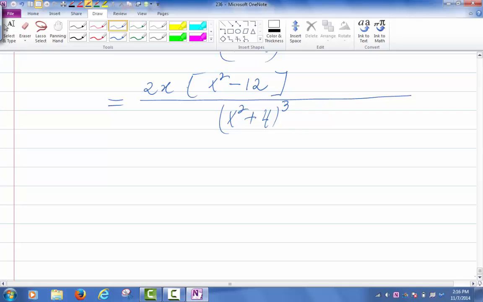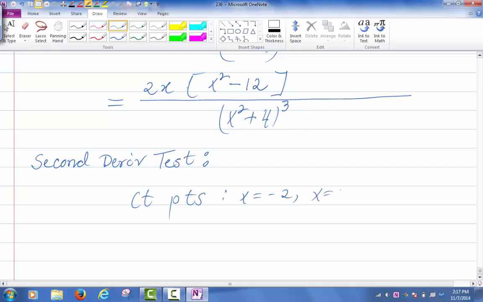Remember, I want to use the second derivative test to classify the critical points. So, second derivative test. What are the critical points? We already found the critical points before, right? The critical points were at... You guys remember where the critical points were? Were they negative 2 and positive 2? Say it again? Yeah, so we had the critical points at negative 2 and positive 2.